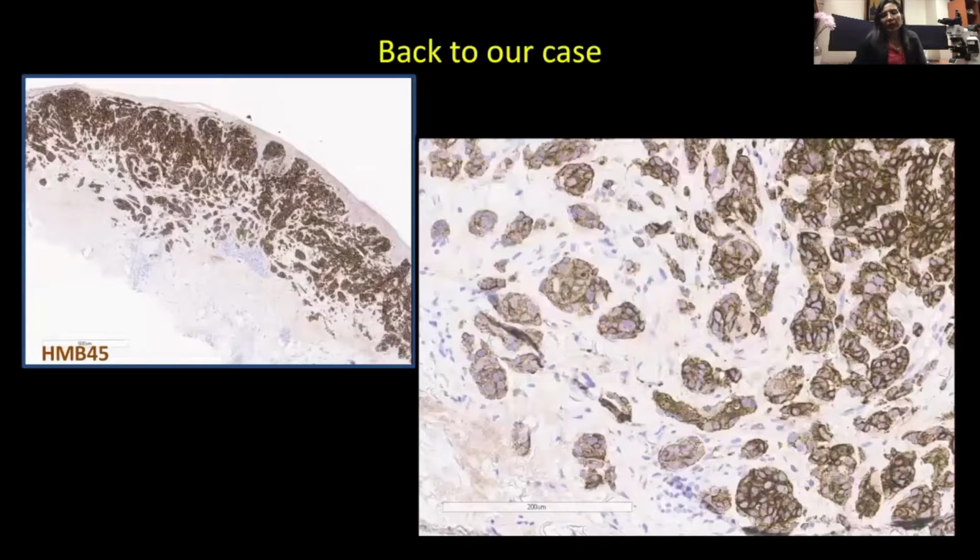So back to our case that we mentioned previously, that case has shown both benign and malignant features. Here HMB45 looks kind of diffuse in low power, but when you see high power, you see the difference in expression pattern. Some are diffusely positive, some are stronger and some are weaker. So it is variable in the intensity of the staining. It is not showing the maturation pattern as we see in nevus cells. So that's not a good feature for a benign diagnosis.